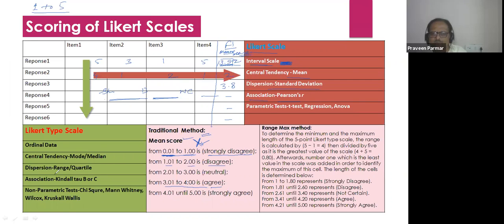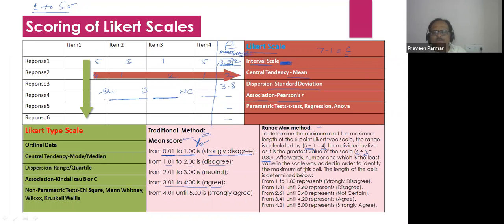Then some people use this one, and I have given it a name because no name was there: the range max method. I have given the procedure as per the Likert type scale. Whatever scale you are using, you get the range. If you are using 7, 7 minus 1, the range would be 6. Here we are using 5 points, so 5 minus 1, the range is 4. And this range we divide by the maximum. The maximum is 5 here, so we divide by 5, and we get the fractional number 0.80.